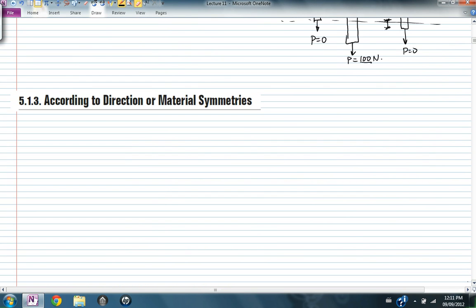We also classify the material according to direction or material symmetries. So if I take a specimen in this direction and I draw the relationship between the stress and the strain, and for example I find that it's linear with a slope of 100 units, and then I take a specimen in another direction and I draw the relationship between the stress and the strain, and I also find that it has the same slope.